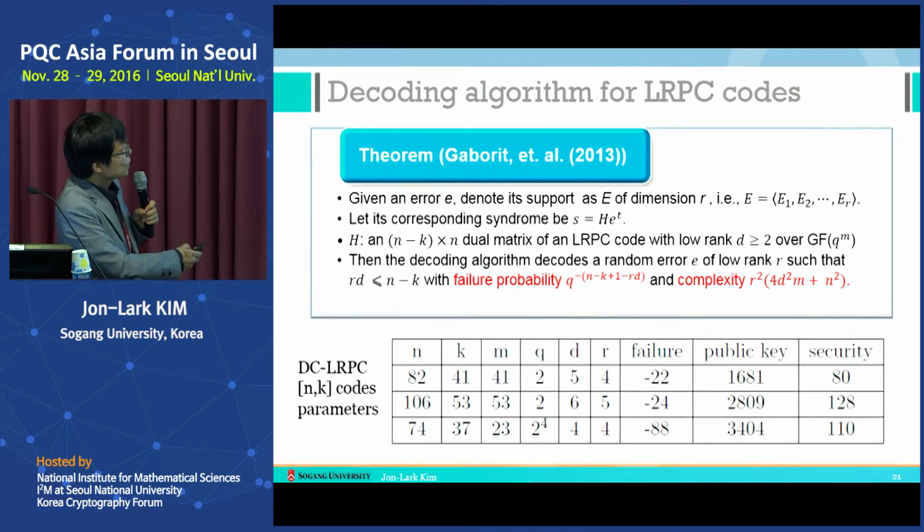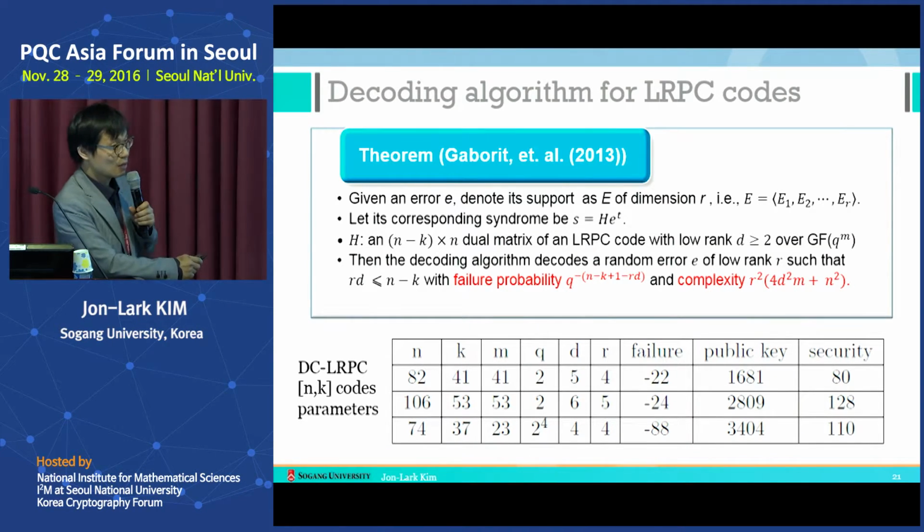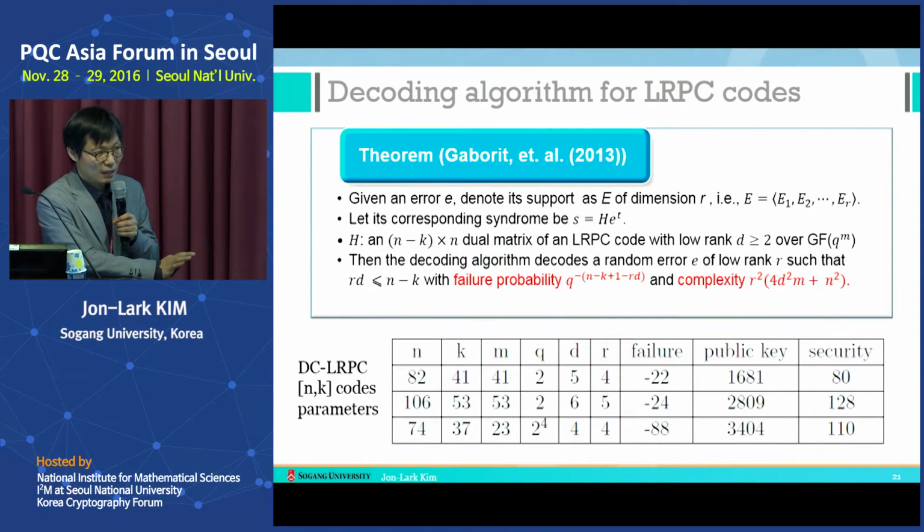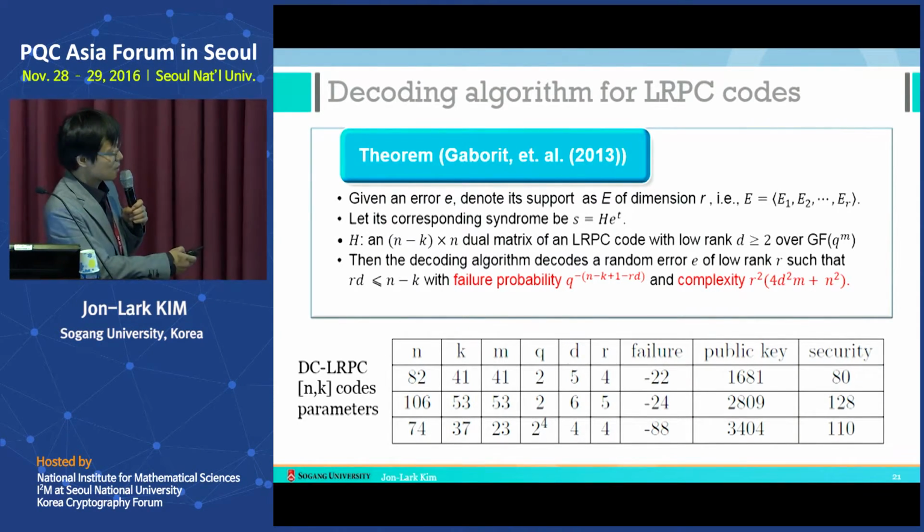But if you use LRPC codes, then it turns out that it has a very fast decoding algorithm. So the complexity is like this, depending on d and r. So when d and r are small, then the complexity is small as well. But one disadvantage for this algorithm is this failure probability. In other words, the decoding cannot decode an error with this probability.